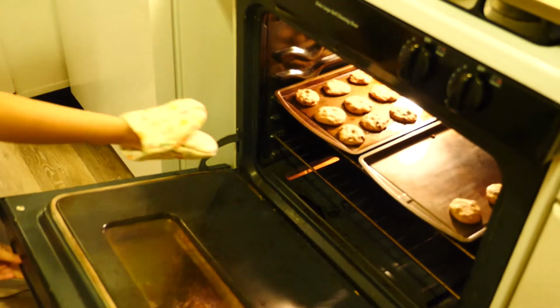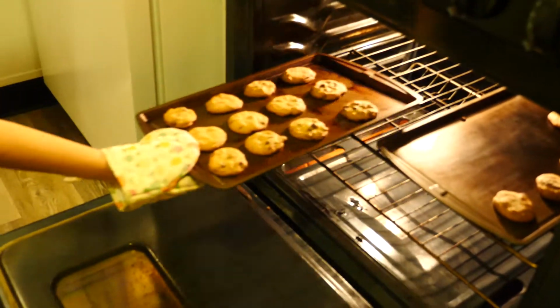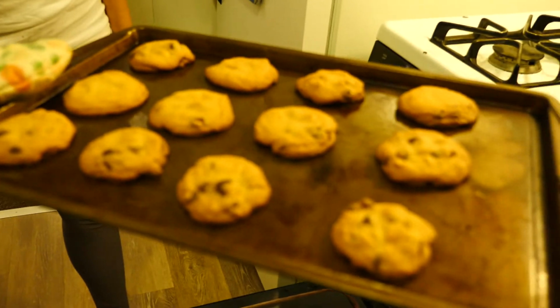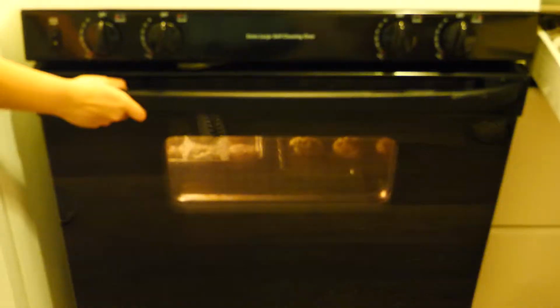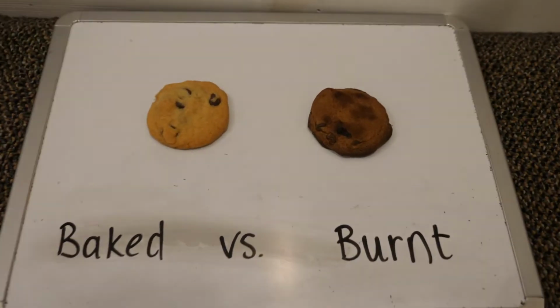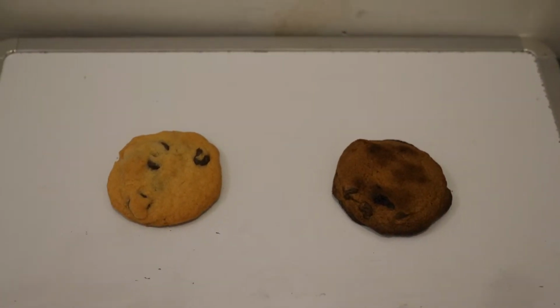The average time a cookie bakes at is 10 to 12 minutes. So if you bake a cookie at the recommended temperature of 350 degrees Fahrenheit for this time range, you will end up with a well-baked cookie. If you don't leave the cookie in the oven long enough, you will still have a raw cookie. If you leave the cookie in too long, you will end up with a burnt cookie.